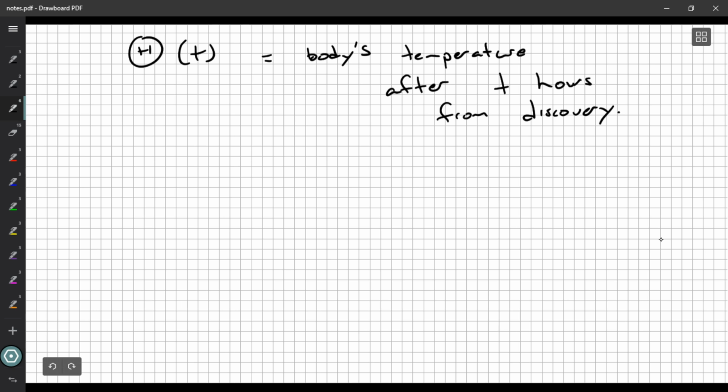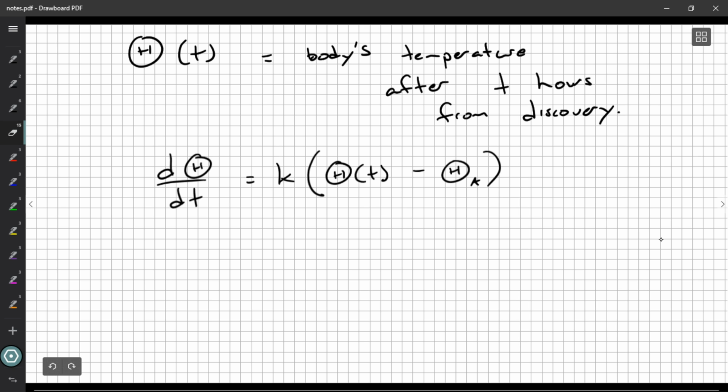Okay. So there's the body's temperature, and what are we trying to do? Well, we're using Newton's law of cooling, which says that the change in temperature is proportional to the difference between the temperature and its surroundings, what we call the ambient temperature. Now we're told in the question the ambient temperature of the park is 17 degrees Celsius. Okay, I'm going to drop the of T and just use the capital theta here.